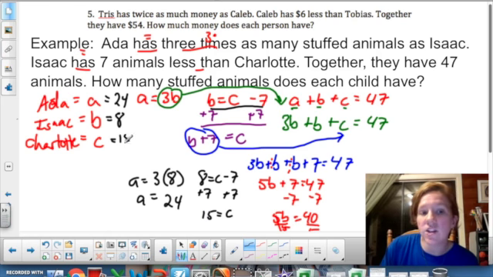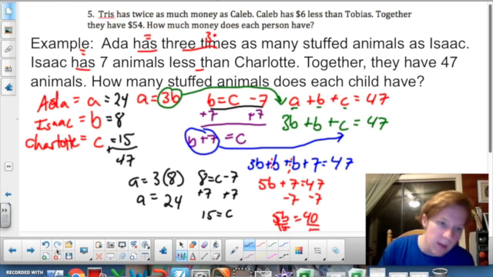And if you wanted to check your work to make sure this answer makes sense, then put in your calculator 24 plus 8 plus 15. That should total up to 47, which it does. All right, let's do one last problem if you need it.